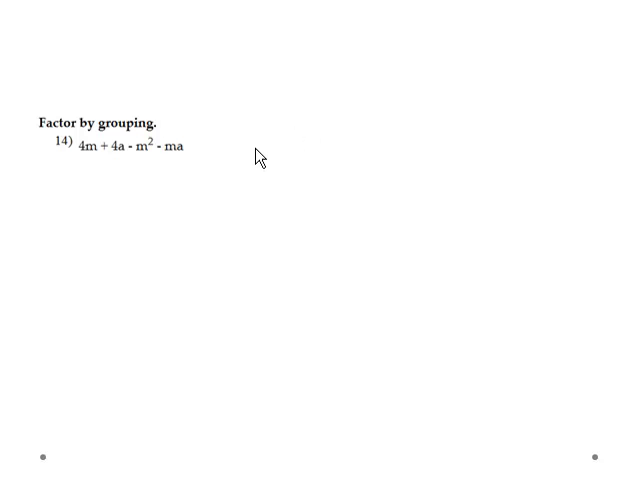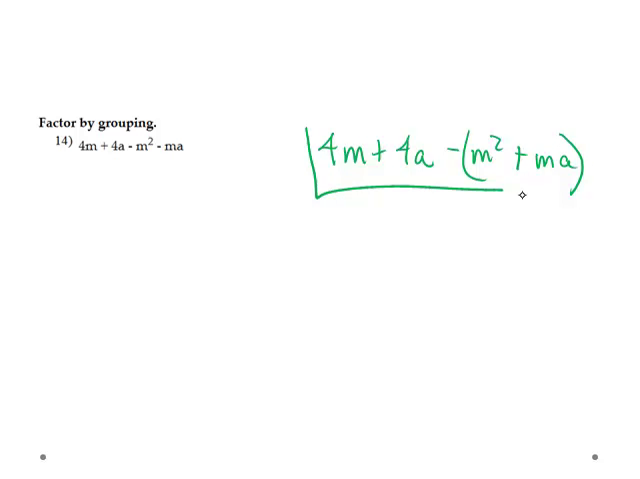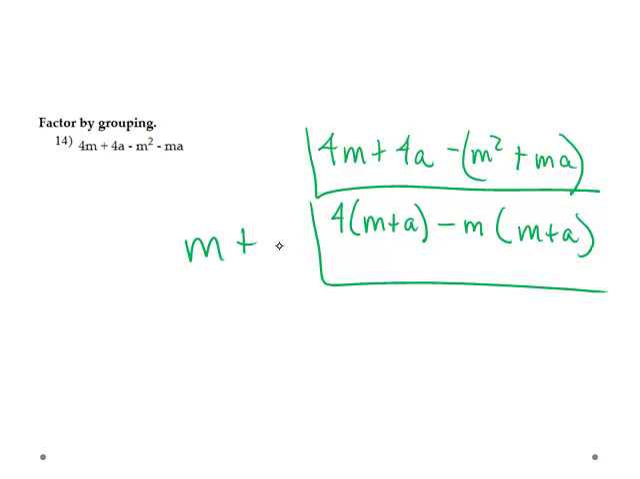Next one, factor by grouping: 4m plus 4a minus m squared minus ma. The first thing I do is put these in parentheses, which means you have to change that to a plus. Now, we can factor this first part into 4 parentheses m plus a. Factor the second part into negative m parentheses m plus a. Factor an m plus a out front, and we're left with 4 minus m. So our answer is m plus a, 4 minus m.